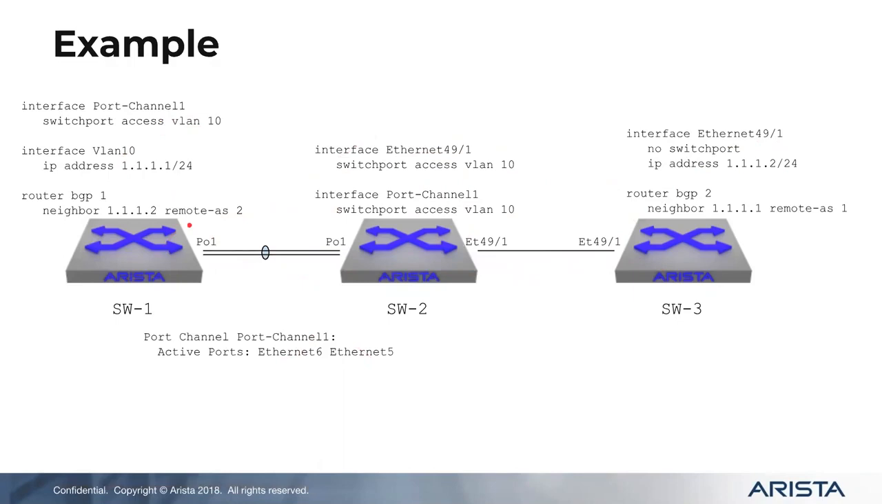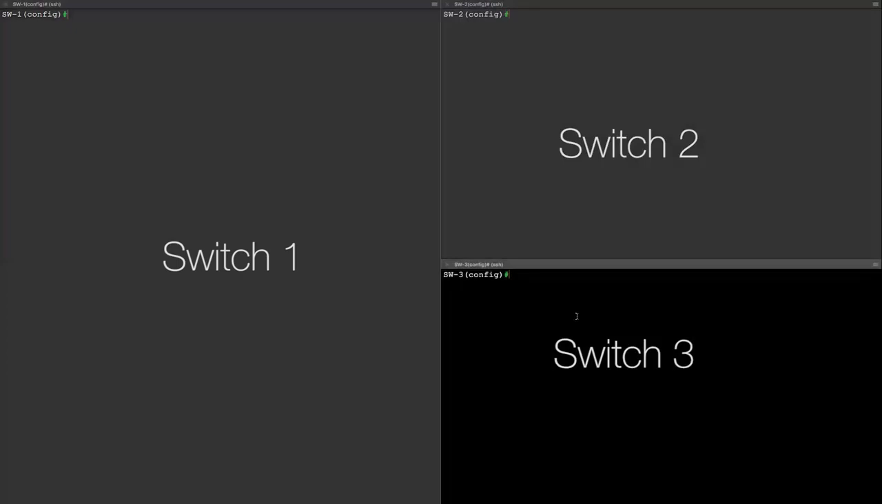So any BGP packets that are exchanged between switch 1 and switch 3 will be data plane from switch 2's perspective. Alright, so I've got switch 1, switch 2, and switch 3 here. Let's start with switch 3. To capture packets on Ethernet 49/1, let's run tcpdump on it.